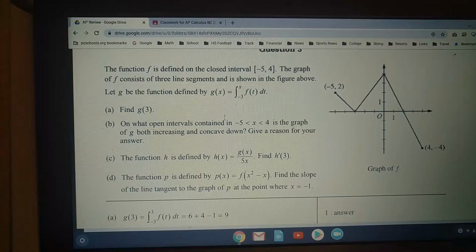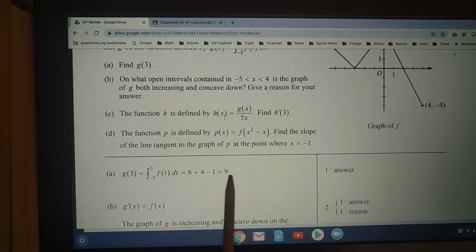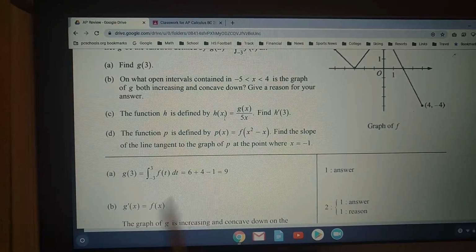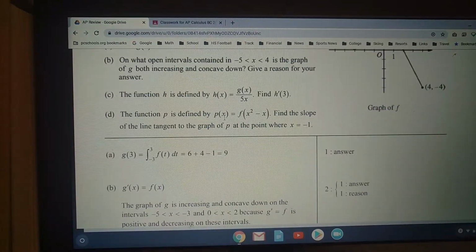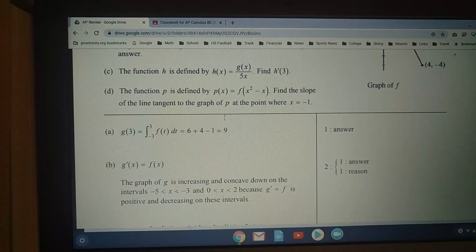We have to use areas. So setting that up here, we have to see the areas added together. We need to see some sort of setup, some work shown, and then we need to see the area is 6 plus 4 minus 1. And you can just leave it as 6 plus 4 minus 1, or you can put 9. For part B, so the answer are these regions here, -5 to -3 and 0 to 2. If you get both intervals there, you get 1 point correctly.